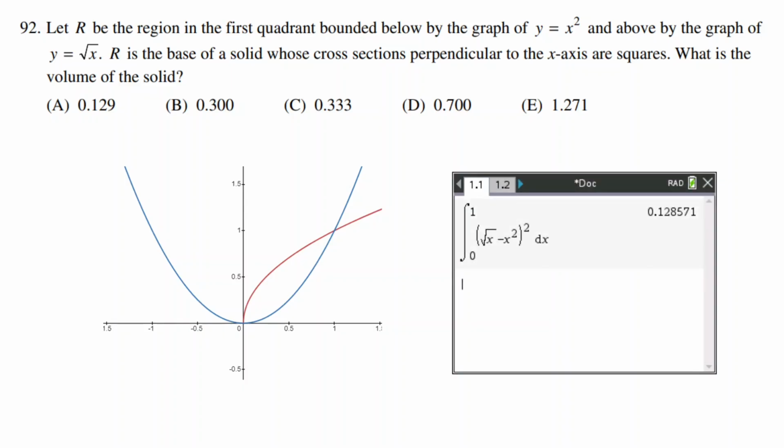Square root of x is the top function, so it comes first. If you didn't know this, you can always graph it on your calculator and make sure. Our calculator gives us the answer 0.128, which is A.